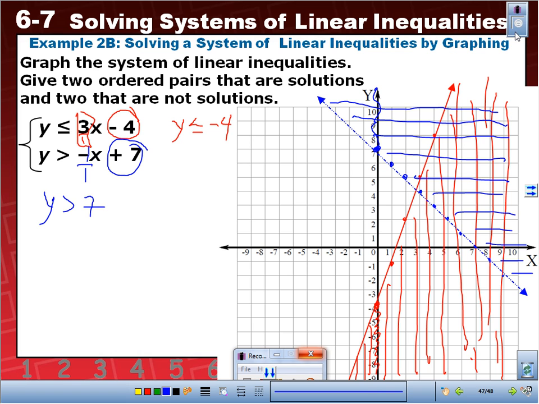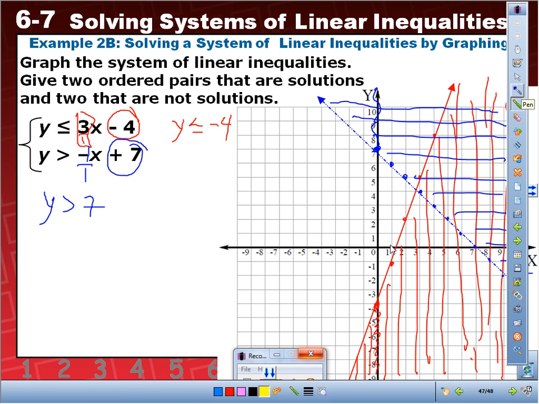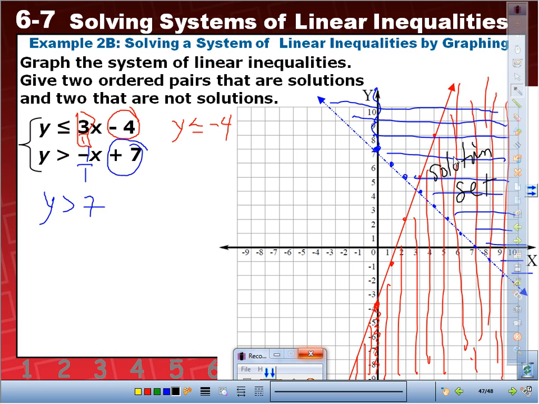So therefore, everybody look up, who wrote solution set in this area right here? I did. Hands if you got that. Okay. From there, they're asking you to select 2 ordered pairs from the solution set. I'm going to select, let's see, 7, 1. Is that a part of the solution set? Yes. 7, 1. And then another one would be 5, 4. Is that part of the solution set? 5, 4. Okay. And then it says to select 2 that are not part of the solution.